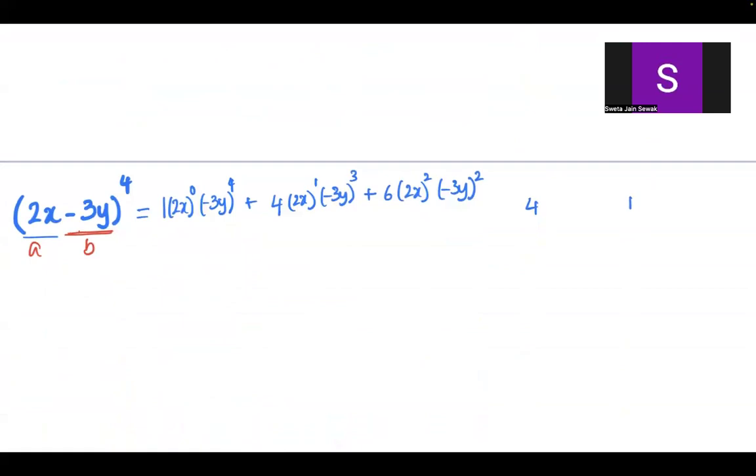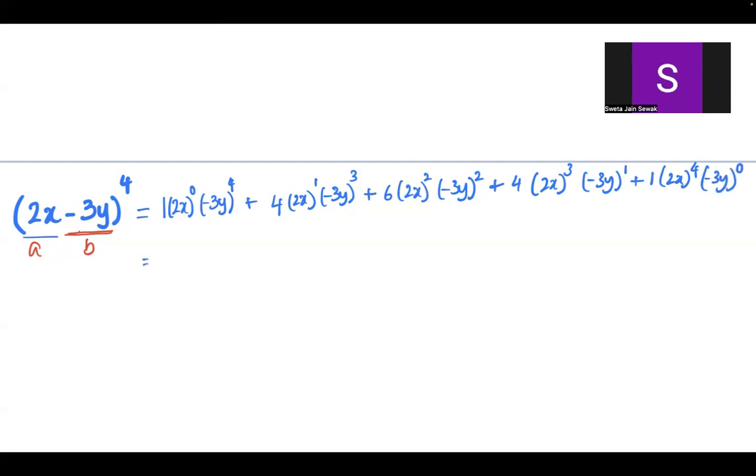So next is 4 a, that's 2x to the power 3, and b, which is minus 3y to the power 1, and our last term, that's 1 multiplied with a, 2x to the power 4, and b, which is minus 3y to the power 0. All we need to do is now simplify the terms.